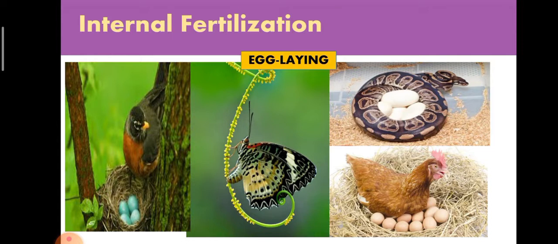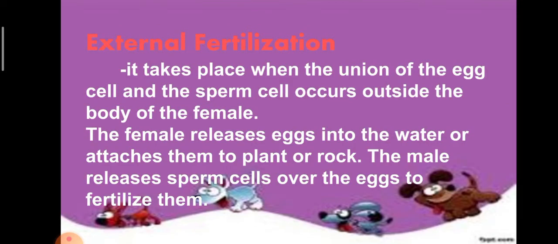Ma'am, bakit po yung itlog? Inilalabas naman po yan ng mga chicken, tapos saka po mapipisa. Yes po, pero ang egg na yan ay nade-develop inside the body of the female bago siya ilabas as egg. External fertilization takes place when the union of the egg cell and the sperm cell occurs outside the body of the female.